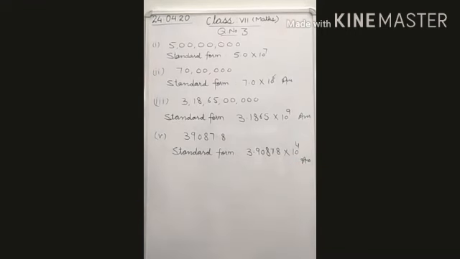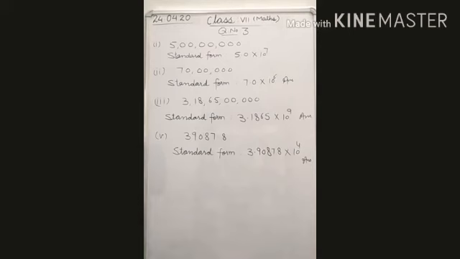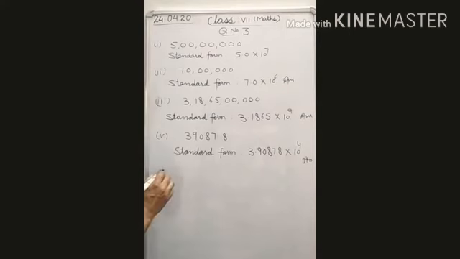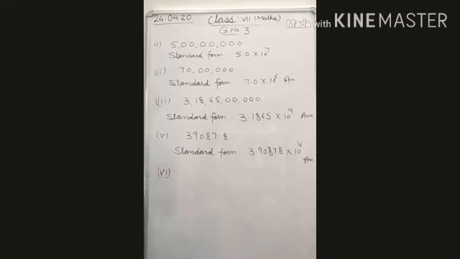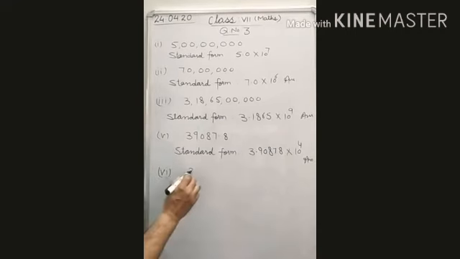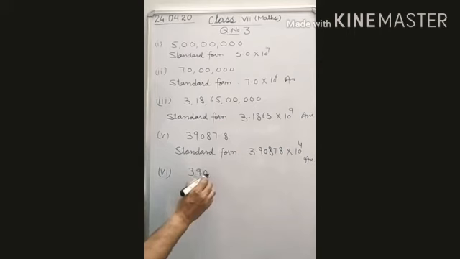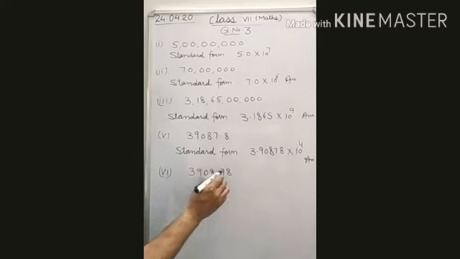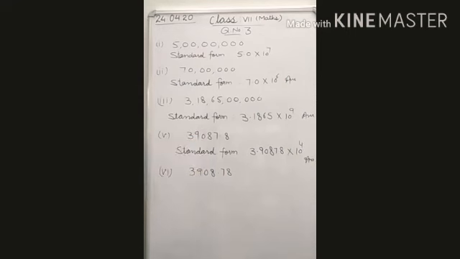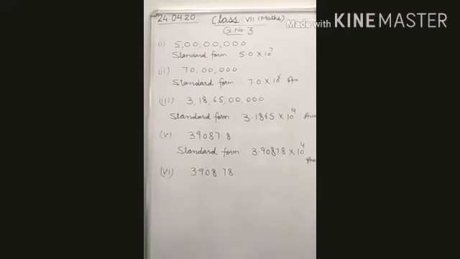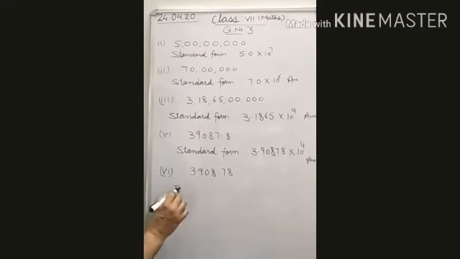So this is the answer of this question. Now come to the next part. Here in part number 6, we have given 3908.78. Only change in decimal. So what will be the standard form of this? We write the same standard form.